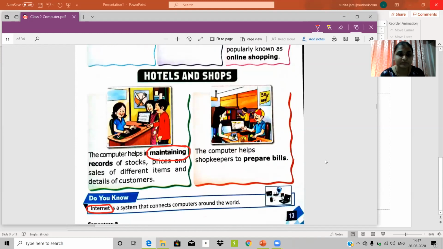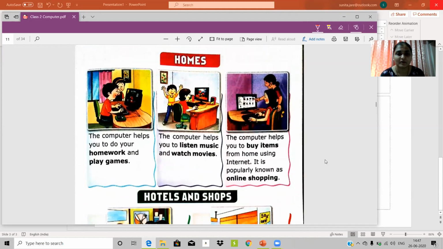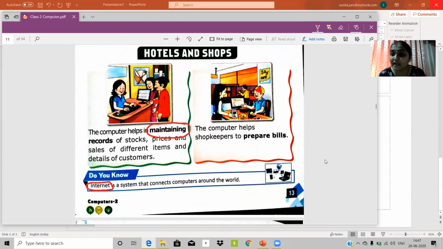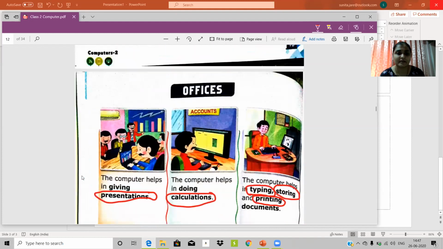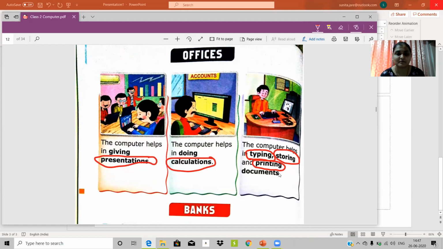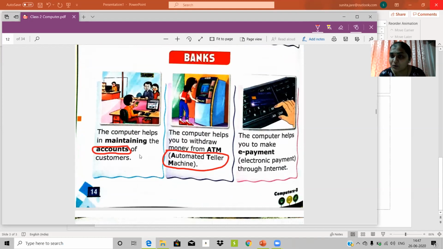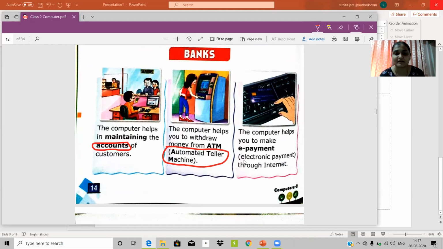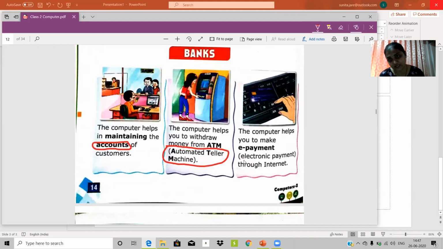Let me repeat the words for you. This first word is maintaining. Second is internet. Then presentations, calculations, typing, storing, printing, accounts. Bank is having account. So accounts, automated teller machine. So these words you have to write in a notebook.